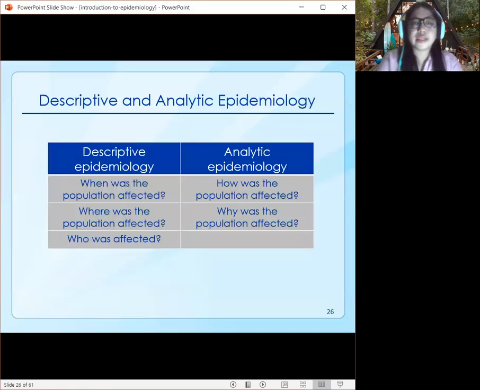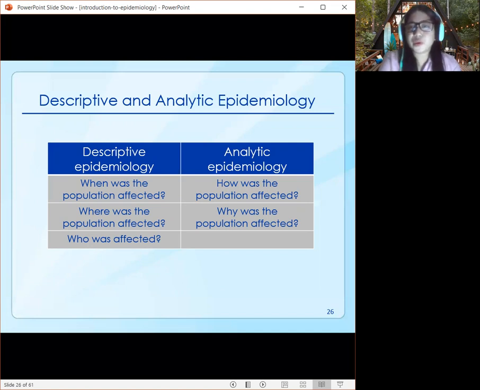Time, place, and persons is the mantra of epidemiologists. Another way of comparing descriptive and analytic epidemiology is to say that during the descriptive process, we are concerned with the following questions. What are these questions? When was the population affected? Where was the population affected? And who was affected? So for descriptive epidemiology, we are concerned with answering when, where, and who.